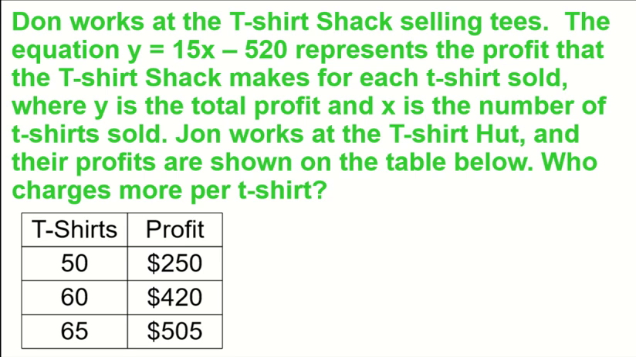So Don works at the t-shirt shop selling tees. The equation y equals 15x minus 1 represents the profit for each t-shirt sold, where y is total profit and x is the number of t-shirts sold. John works at the t-shirt hut, and their profits are shown in the table below per shirt.